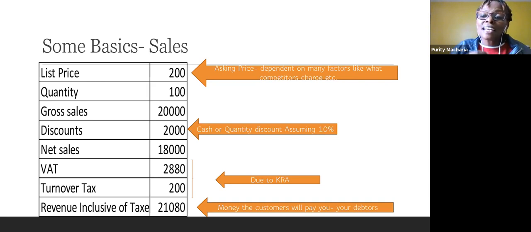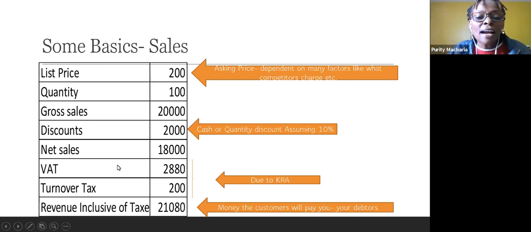Although in your debtors, what the customer will pay you is 21,080 shillings, right? But this amount is split between these three figures: the net sales, the VAT, and the turnover tax. So you can see why it's important to keep clear records.